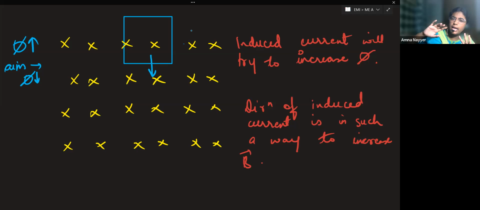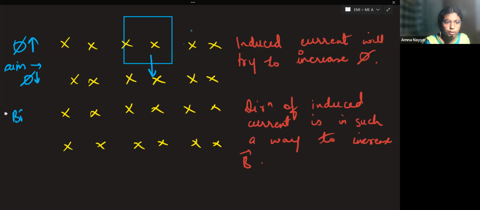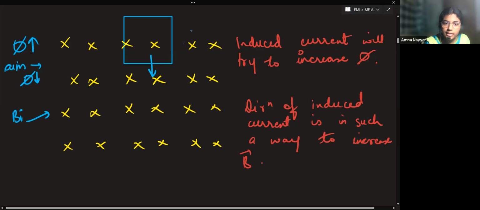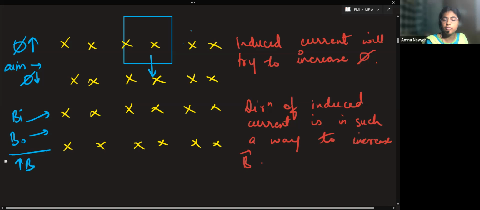If the induced magnetic field is pointing inwards and the original magnetic field is also inwards, understand this class carefully, there will be one induced magnetic field also. The resultant magnetic field will be the induced magnetic field plus the original magnetic field. One is already pointing inwards and the induced will also be inwards, then the net magnetic field will be what? It will be a greater magnetic field. Greater magnetic field will lead to a greater amount of flux.